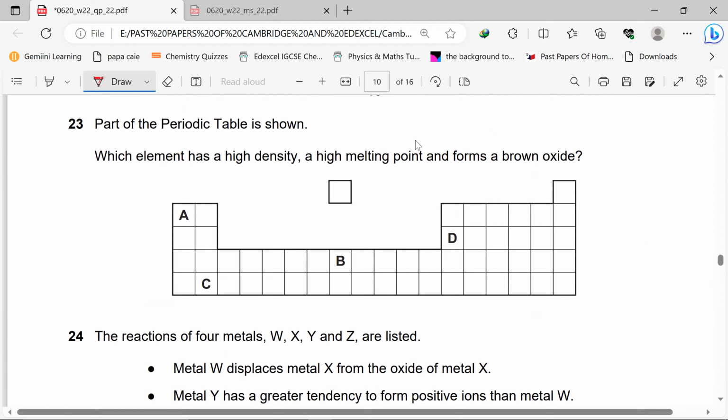Part of the periodic table is shown. Question number 23. Which element has a high density, high melting point, and forms a brown oxide? It should have a very high melting point and high density, and it can form a brown oxide since it is a transition metal. We know transition metals form colorful compounds. So a brown oxide is possible with the transition metal B.